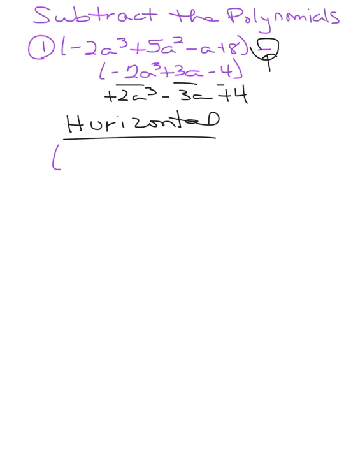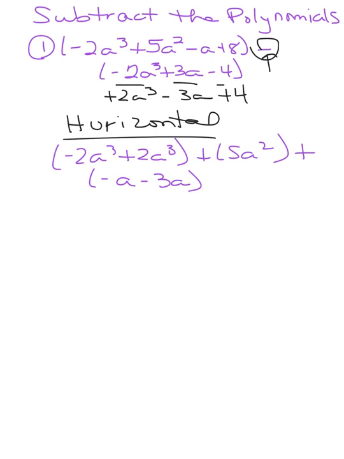So first I have negative 2a to the 3rd plus 2a to the 3rd. They are my two terms listed to the 3rd power. And then I have 5a to the 2nd in my first polynomial. Now notice in my second polynomial, I don't have anything to the 2nd power, so I'm just going to leave that. Now I'm going to the 1st power, so I have negative a minus 3a. And now looking at my constants, I have 8 plus 4.